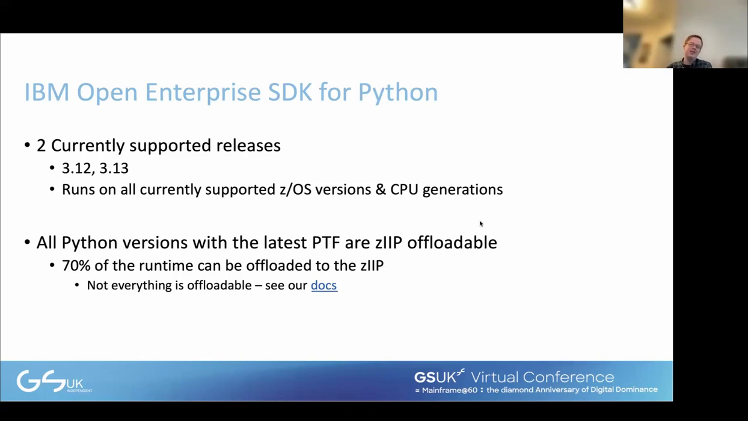But if your Z system has a zip processor and it has the latest PTFs installed, Python is eligible to be offloaded to your zip processor for up to 70% of its runtime. But not everything is actually offloadable. So you can just head to our docs to find out what is eligible.